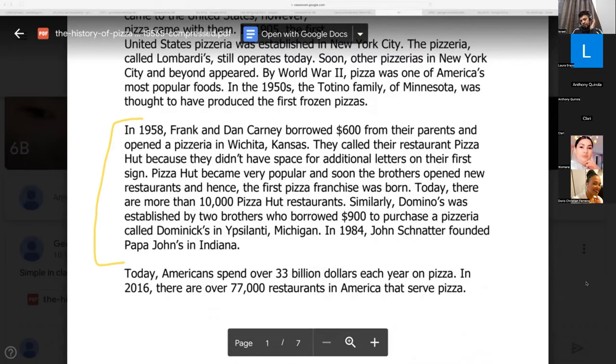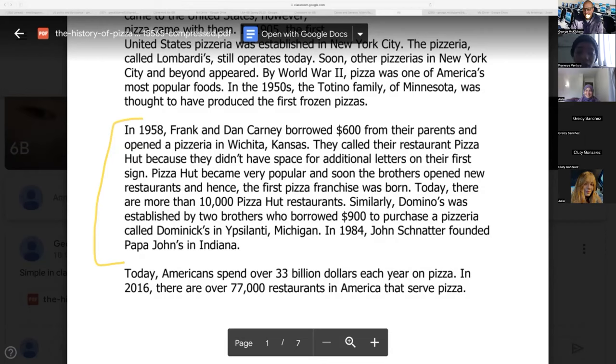In 1958, Frank and Dan Carney borrowed $600 from their parents and opened a pizzeria in Wichita, Kansas. They called their restaurant Pizza Hut because they didn't have space for additional letters on their first sign. Pizza Hut became very popular and soon the brothers opened new restaurants. The first pizza franchise was born.